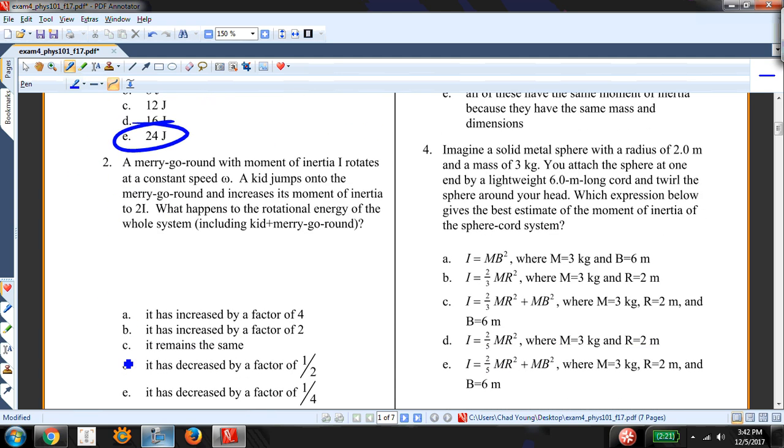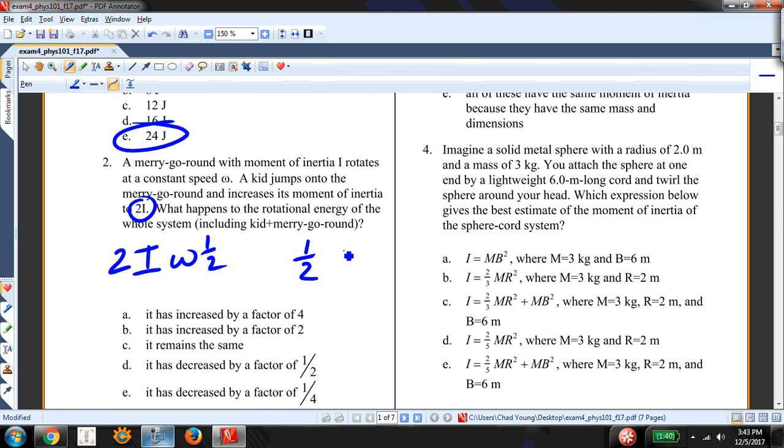Merry-go-round moment of inertia rotates at a constant speed. Kid jumps on, and the moment of inertia goes up to 2I. Well, we know that I omega, that's our angular momentum, is conserved. And so if I goes up by a factor of 2, omega has to go down by a factor of a half. But I want to know actually what happens to the rotational energy.